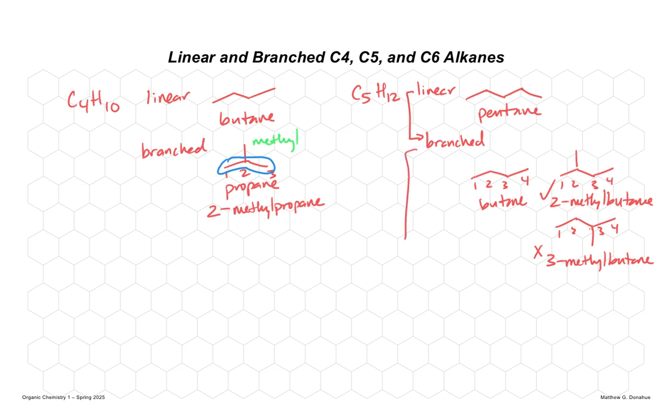And then we can go down one more. So we started with 5, we went to 4. Now we can have 3 as the longest chain. So that's a propane derivative. And now we have 2 carbons to put back in. So where do they go? They both go on carbon 2.